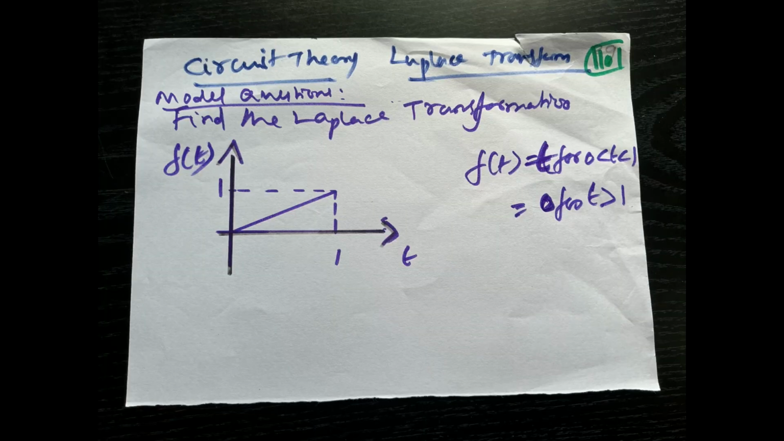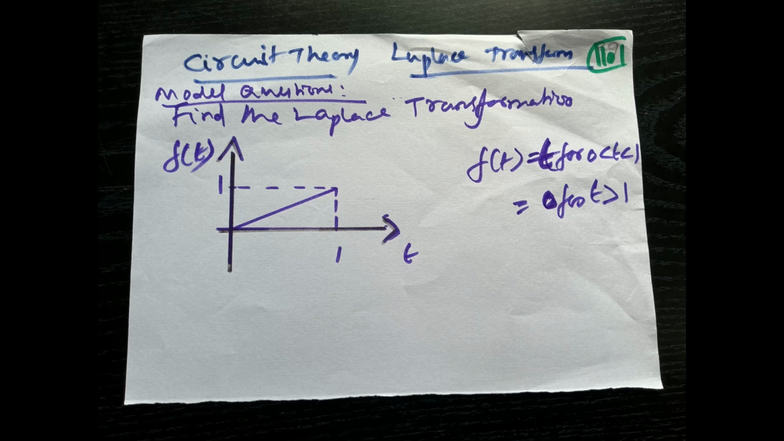On this page, I give model questions of the Laplace transform of periodic functions, circuit analysis model questions. The graph is shown in the figure, that is 0 to 1, 0 to 1, f of t and time. Find the Laplace transform. The function is given: f of t is t for 0 less than t less than 1 and 0 for t greater than 1. As in the previous problem, apply the time interval and split into two integrals.